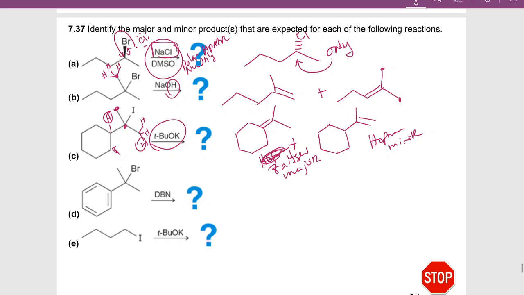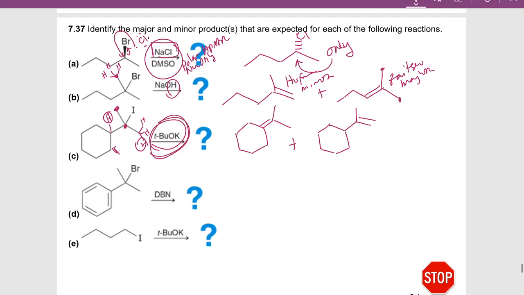So here on the top, same thing. We've got Zaitsev on the right, and that's going to be major. Now I've messed up again. And Hofmann on the left. You know what I did, and that's going to be minor. I did on this bottom one, I screwed up because I wasn't paying attention to my base. So let's erase that and go back.